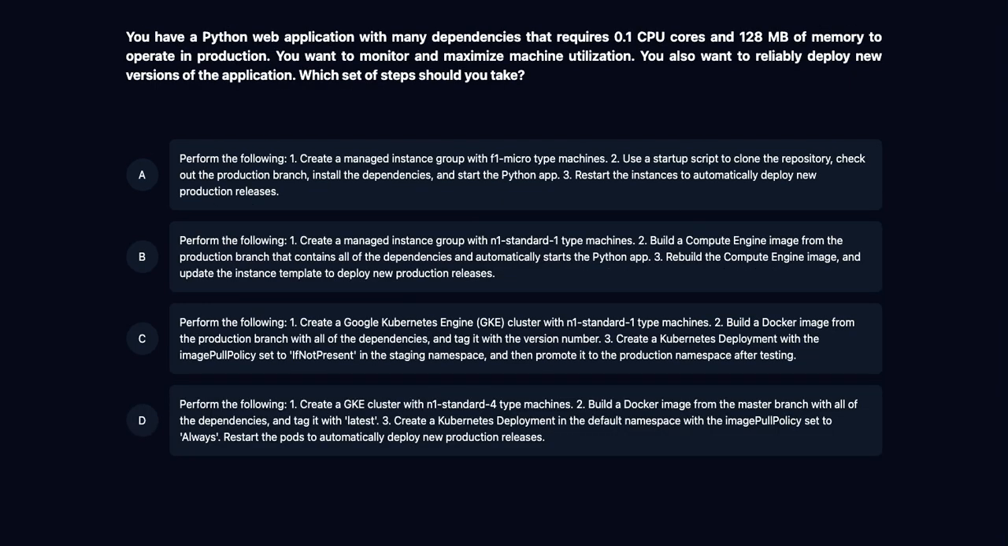You have a Python web application with many dependencies that requires 0.1 CPU cores and 128 megabytes of memory to operate in production. You want to monitor and maximize machine utilization. You also want to reliably deploy new versions of the application. Which set of steps should you take?